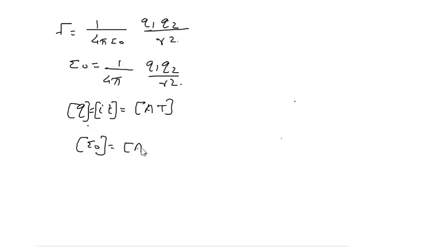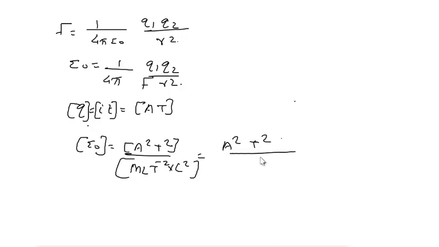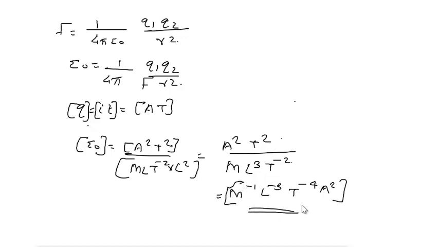That is A square T square divided by F R square. Force, what is the dimension? M L T to the power minus 2, into L square. When we solve this, A square T square divided by M L cube T to the power minus 2, we get M to the power minus 1, L to the power minus 3, T to the power 4, A square. This is how we find the dimension of epsilon 0. Clear? So this is the formula for finding epsilon 0.